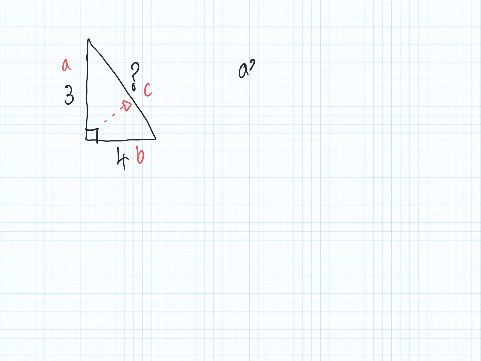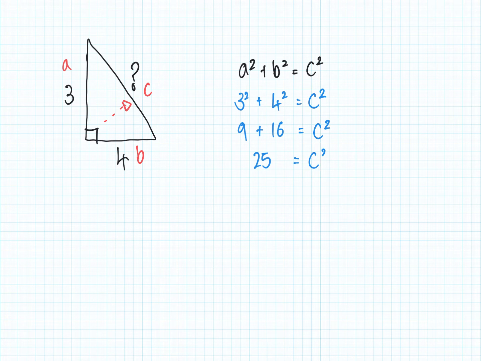So now we know that A squared plus B squared is equal to C squared. If we take the numbers that we've got, 3 squared plus 4 squared is equal to C squared. Well, 3 squared is 9, and 4 squared is 16, and that's equal to C squared. So 9 plus 16 is 25, which is equal to C squared. Now we need to square root to get rid of our square, and that means that C is 5. So we now know that the length of C is 5.